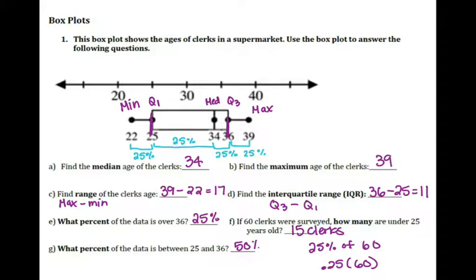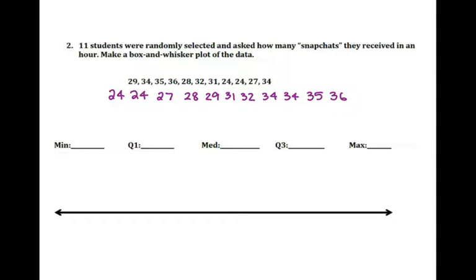All right, next question. So 11 students were randomly selected and asked how many Snapchats they received in an hour. Make a box and whisker plot of the data. So the first thing you need to do is actually put your data set in order, which I already did, so I didn't have to waste your time having you watch me put it in order. From there, I can go ahead and find my max and min pretty easily. My min is the lowest number, max is the highest.